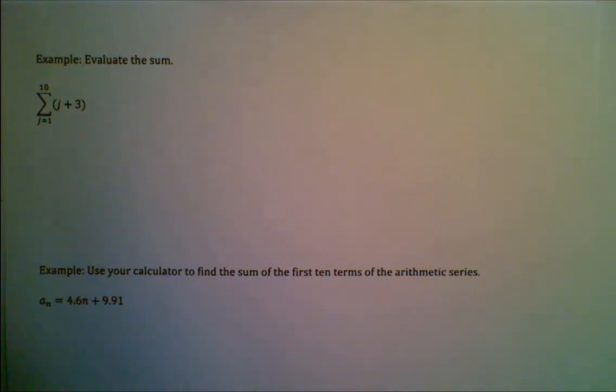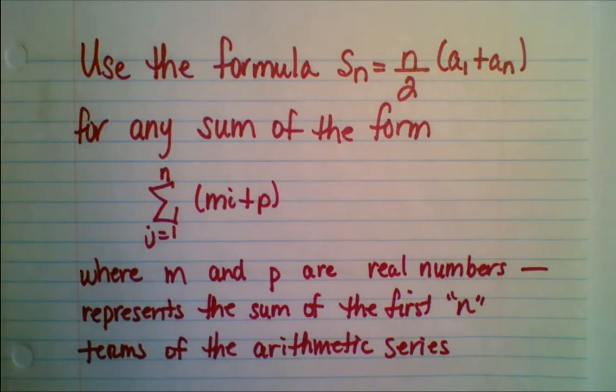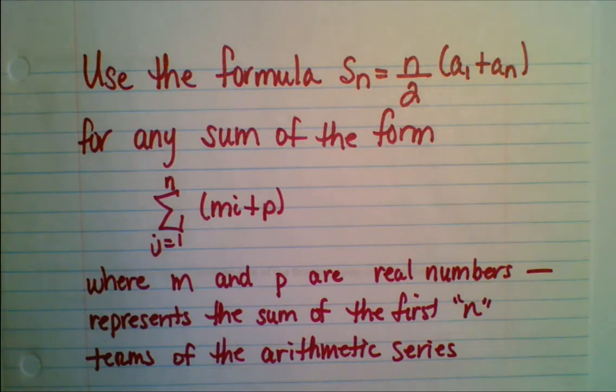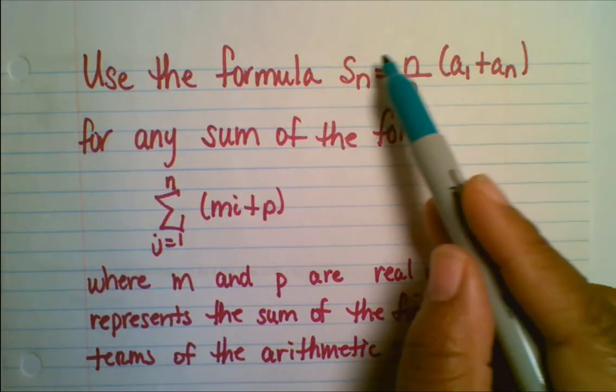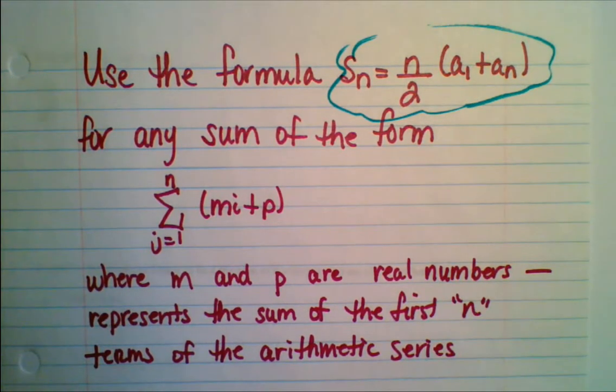All right, next example, evaluate the sum. We have the sum of j plus 3 as j goes from 1 to 10. So anytime that you're asked to find the sum of a summation, we're going to use the formula S of n is equal to n over 2 times a sub 1 plus a sub n.